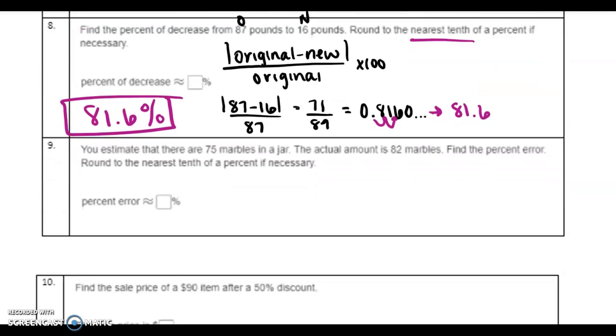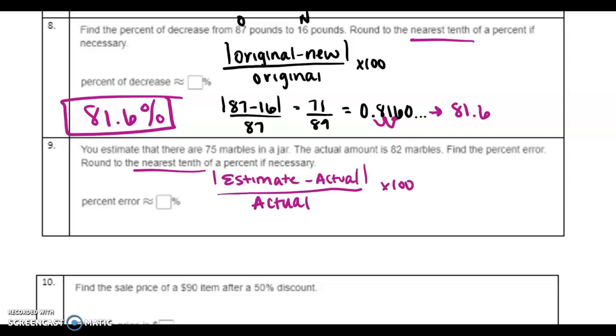You estimate that there's 75 marbles in a jar. The actual amount is 82. Find the percent error. Round your answer to the nearest tenth of a percent. So we use the formula estimate minus our actual, and we keep it as a positive. We take the absolute value, and then we divide it by our actual. And then to make it a percent, we times it by 100, or we move that decimal 2 places.